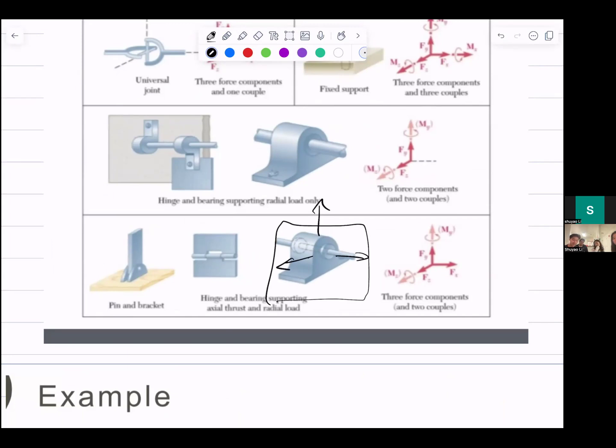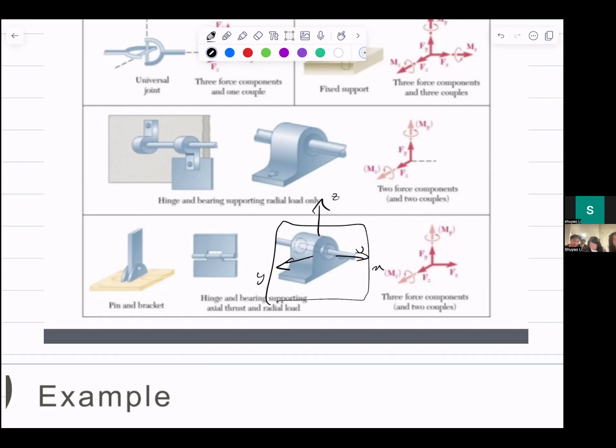And for the moment, you can see that this thing can rotate around the x-axis, right? So there's not going to be a moment about the x-axis. Basically, right now, this joint is preventing rotation in the y. Sorry, this is z. This is z, and this is y, and this is x.